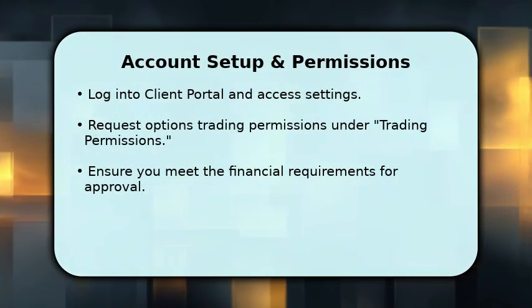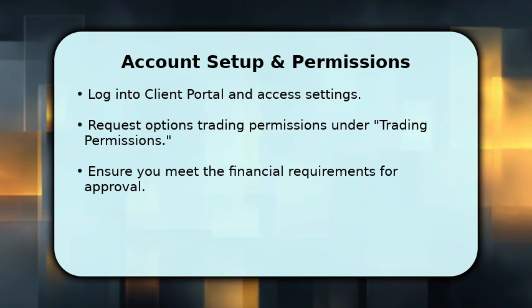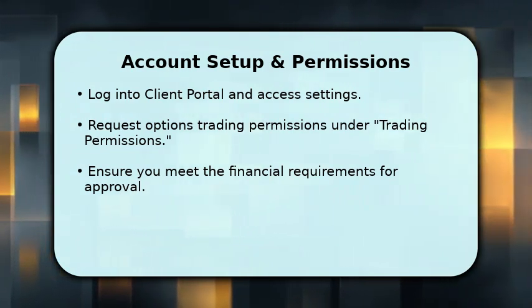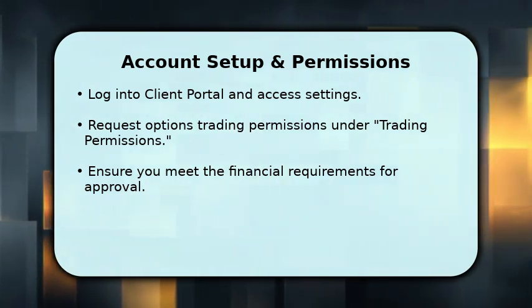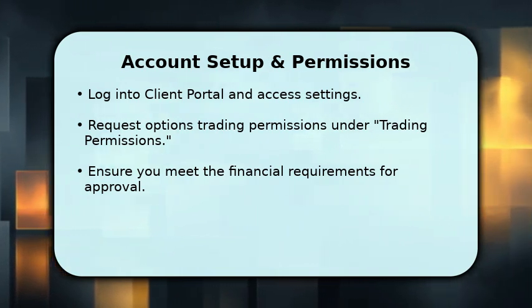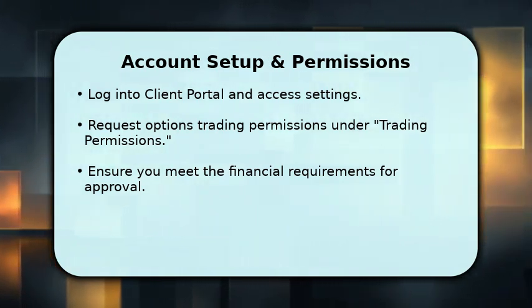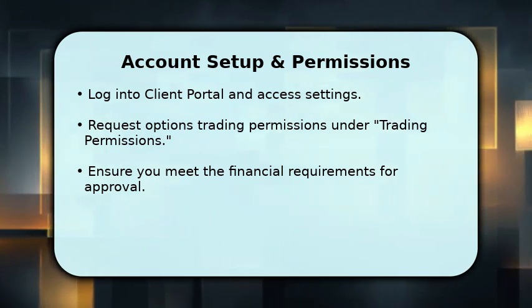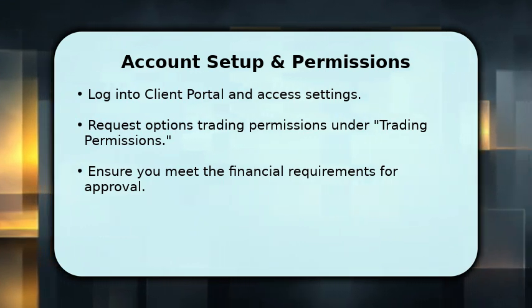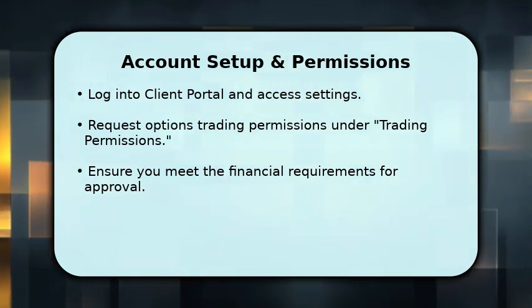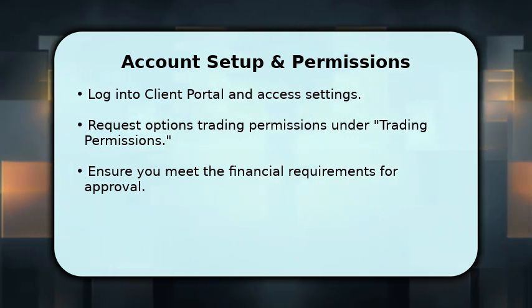To begin, log into your Interactive Brokers client portal. From there, locate the Settings menu and then Account Settings. Under Trading Permissions, you will find the option to request access for options trading. Be prepared to answer questions about your trading experience and financial situation. Approval typically takes 1 to 2 business days, so plan accordingly before you start trading.